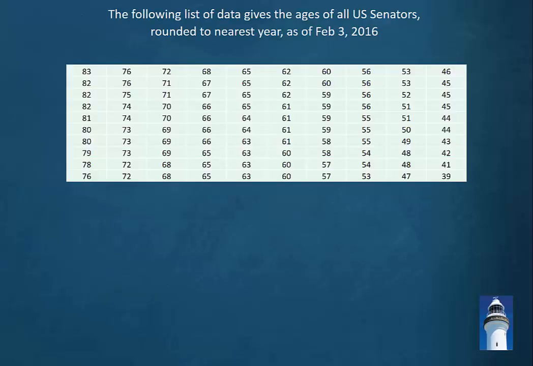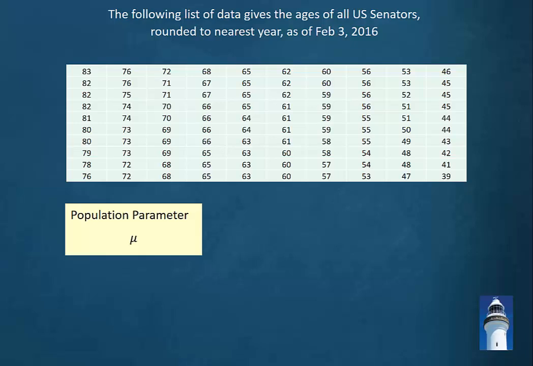The following list of data gives the ages of all U.S. senators, rounded to the nearest year as of February 3, 2016. Since these data represent an entire population, measures that we calculate using this data set would be population parameters, and if we calculate the mean, we would use the symbol mu.